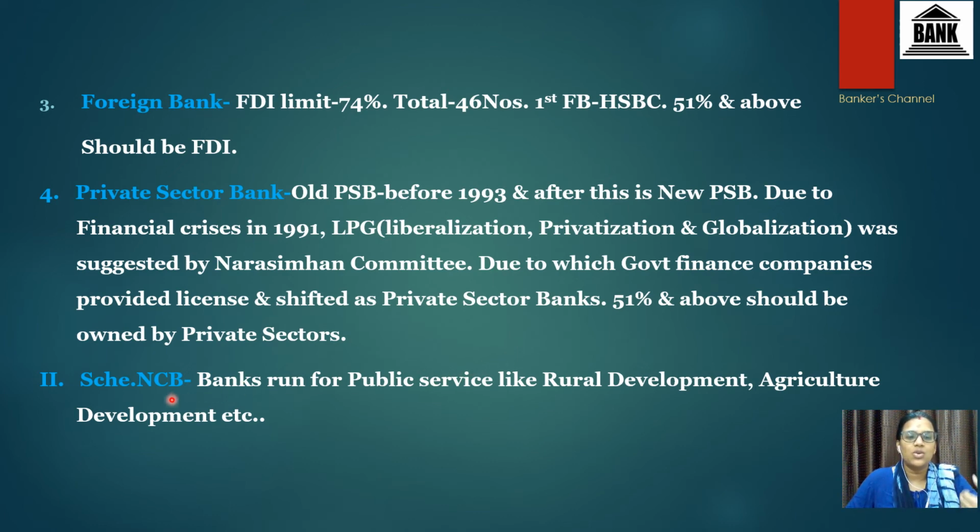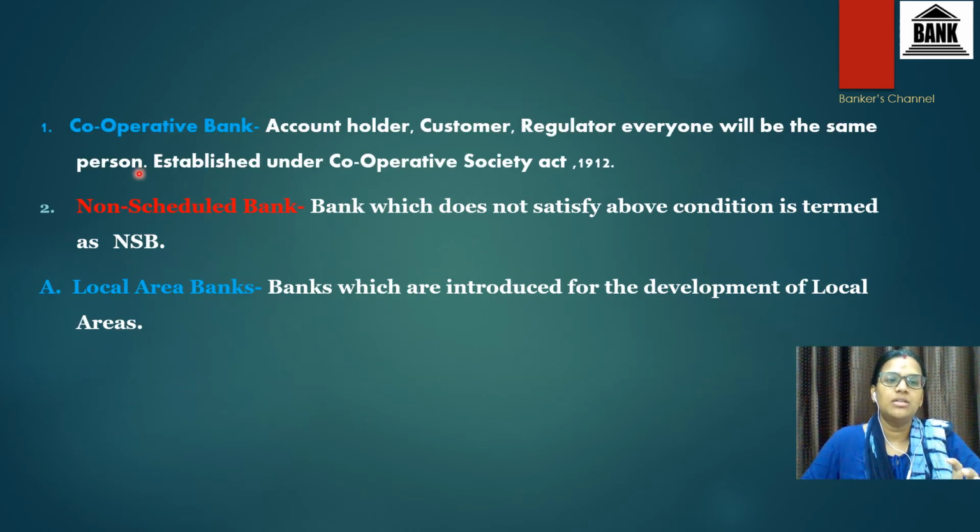Next is the scheduled non-commercial bank, a bank which runs for public services like rural development and agricultural development, not for commercial purposes. They fall under scheduled non-commercial. Then the cooperative bank: in a cooperative bank the account holder, customer and the regulator will be the same person. This bank was established under the Cooperative Society Act 1912.